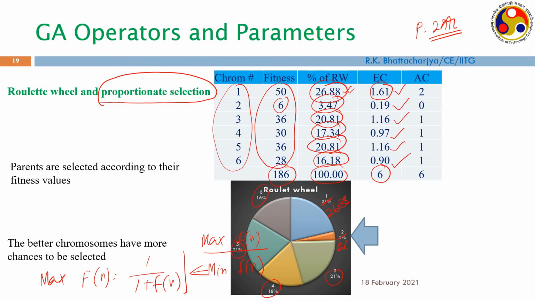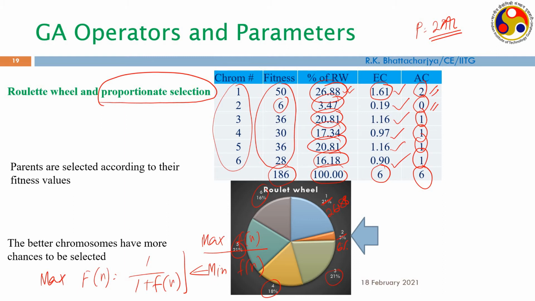So I am rounding up. 1.61 I put as 2, then this is 0, then this is 1, then 1, then 1, and 1, and altogether you get a total of 6 solutions. Here solution 1 is the base solution, so it has 2 copies. Solution 2 is the worst solution, so it has 0 copies, and the other solutions will have either 1 or 2 copies. In this case you get 1, 1, 1, 1, so a total of 4 solutions plus 2, giving you 6 solutions.